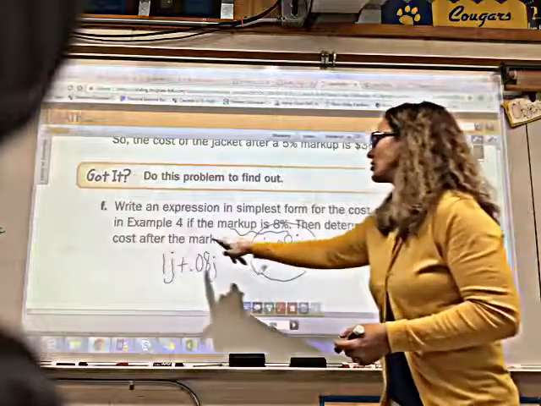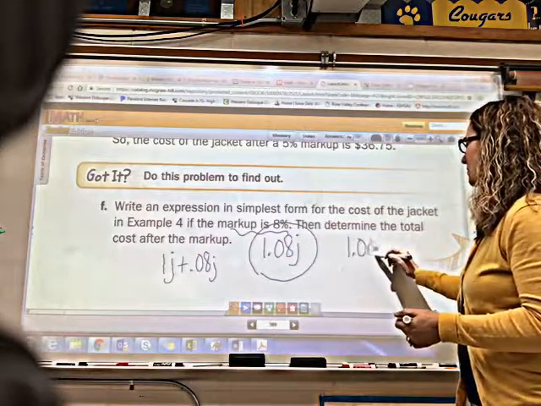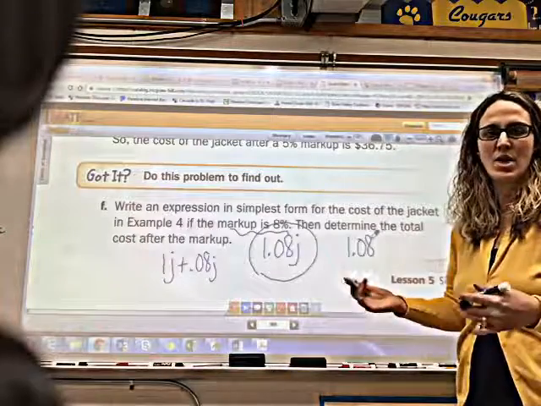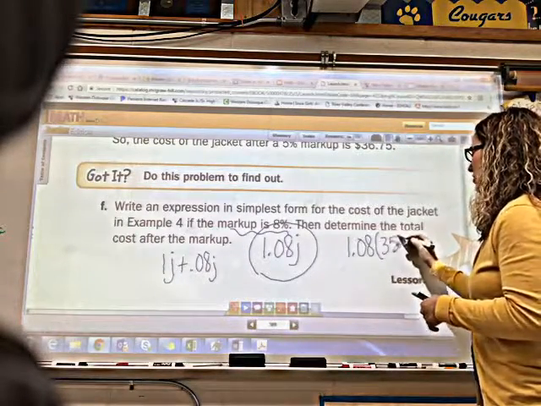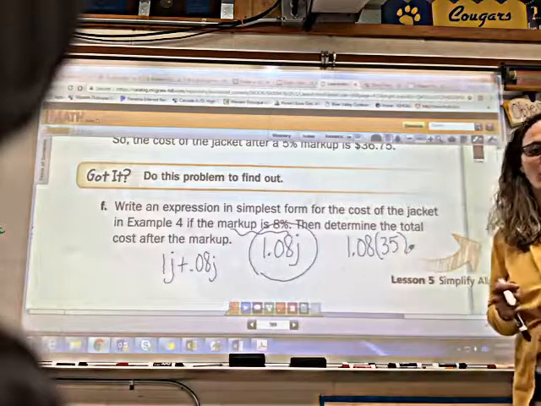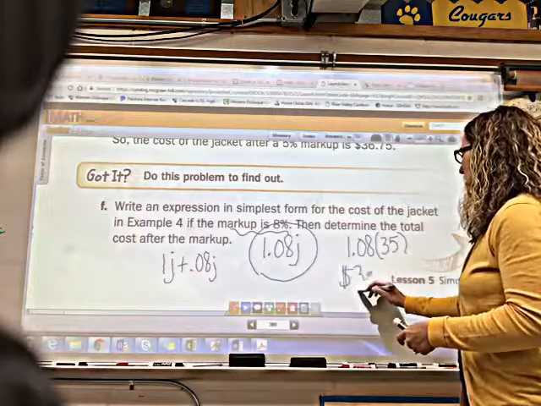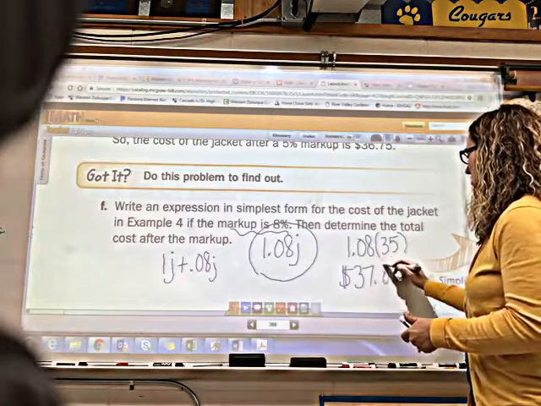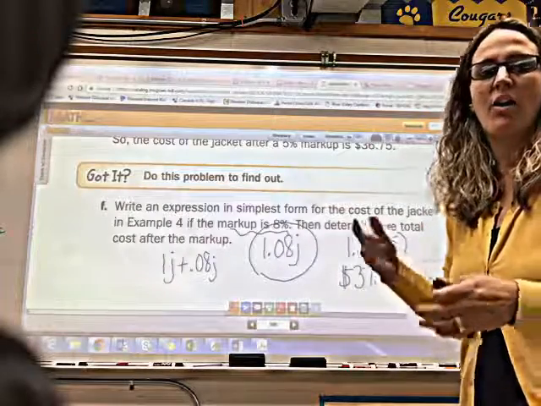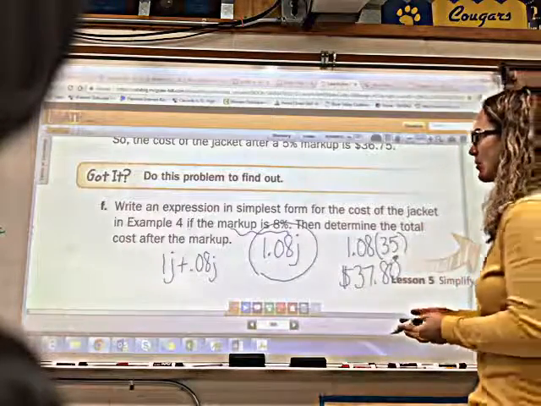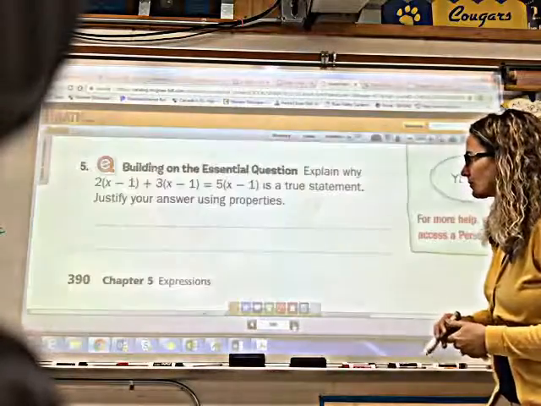Okay, then determine our total cost. So technically we should be thinking 1 and 8/100ths or $1.08 basically times the cost of the jacket, which was $35. And when you plug that in or multiply those out, our cost of our jacket should be $37.80. So there's taking our skill of putting our expressions into simplest form and applying them to real life situations.